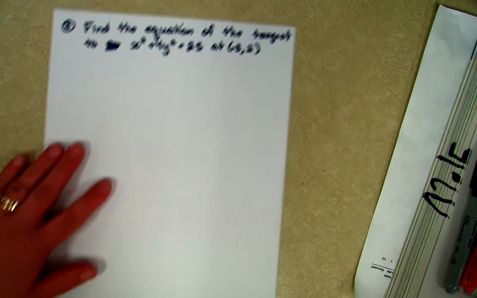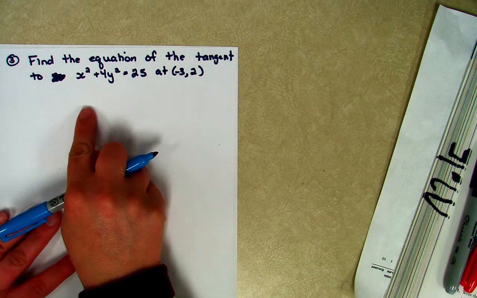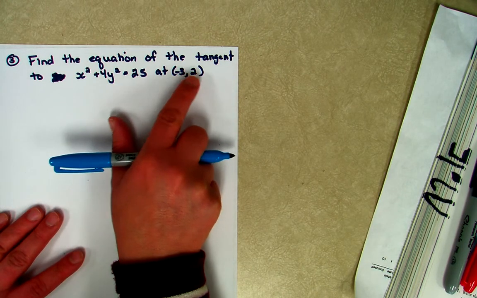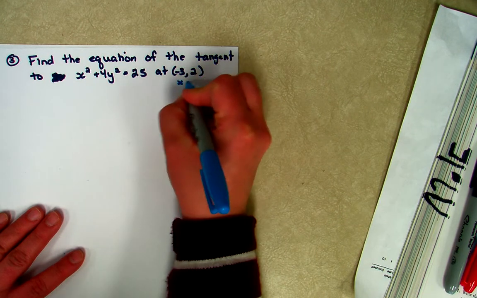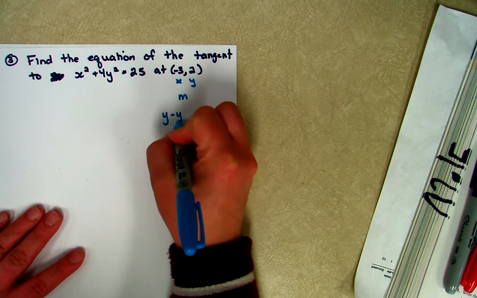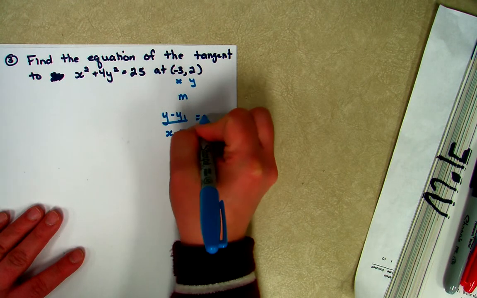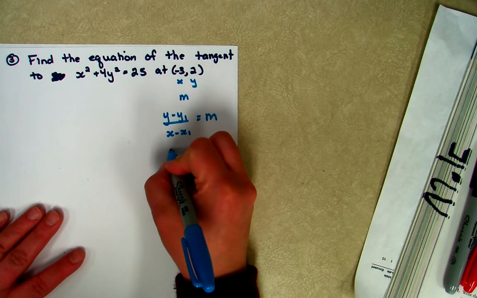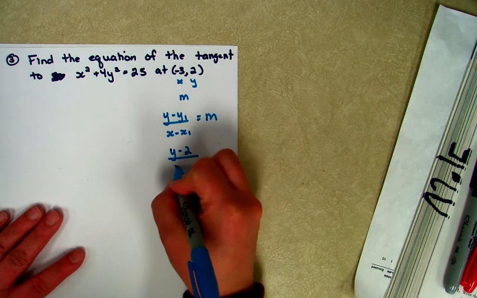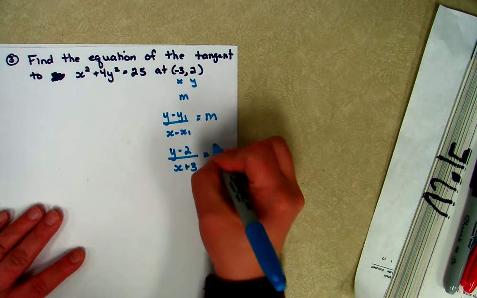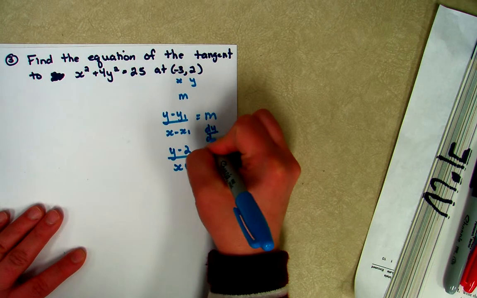One more example where we bring this back to the idea of the equation of a tangent. So find the equation of the tangent to x squared plus 4y squared equals 25 at the point negative 3, 2. So they've given me my x and my y. I need my slope, which is m, so I can go into my modified slope formula that I use to find the equation of the tangent. I can put my x and my y in right away because I know the y value is 2, the x is negative 3, so I end up with y minus 2 over x plus 3 equals m, and then m is the derivative, or dy/dx.